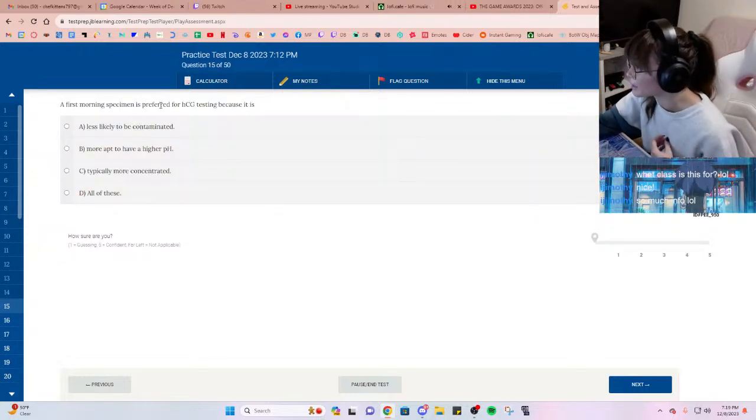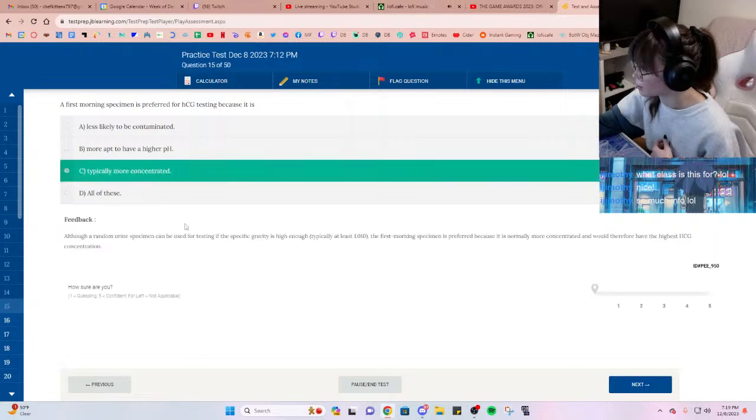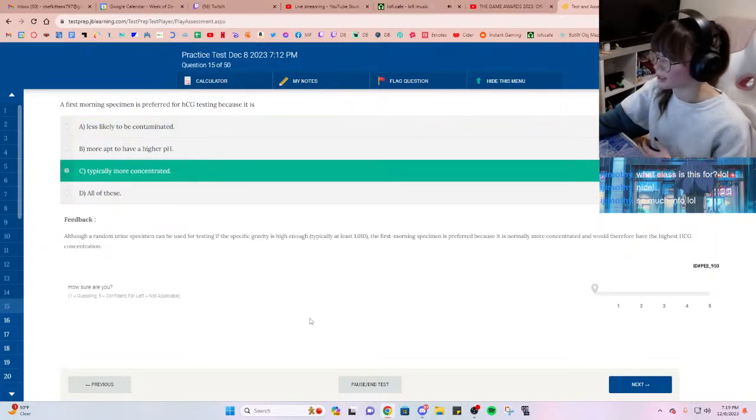A first morning specimen is preferred for HCG testing because it is typically more concentrated, more apt to have high pH. Typically more concentrated. I was like, it's not less likely to be contaminated. So I was like, it's not all of these.